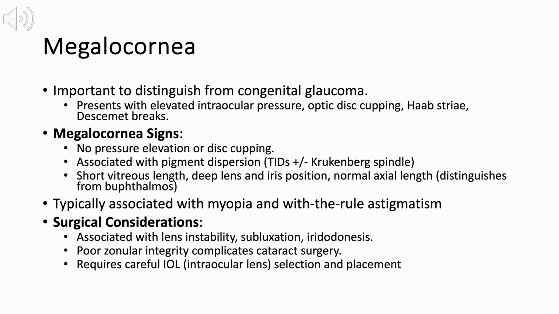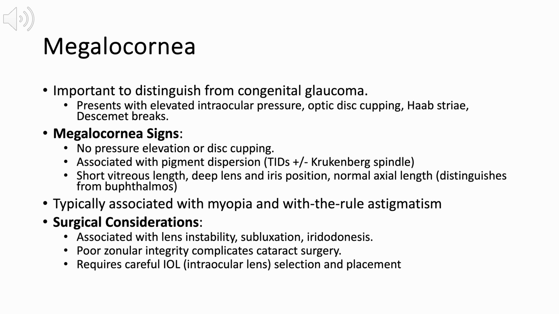It is important to distinguish megalocornea from congenital glaucoma, which presents with elevated intraocular pressure, optic disc cupping, Haab striae, and Descemet membrane breaks. In contrast, patients with megalocornea do not exhibit increased intraocular pressure or optic disc cupping, but instead they often show signs of pigment dispersion, noted by transillumination defects with or without a Krukenberg spindle. They typically show short vitreous length, a deep lens and iris position, and a normal axial length, which helps differentiate the condition from buphthalmos.